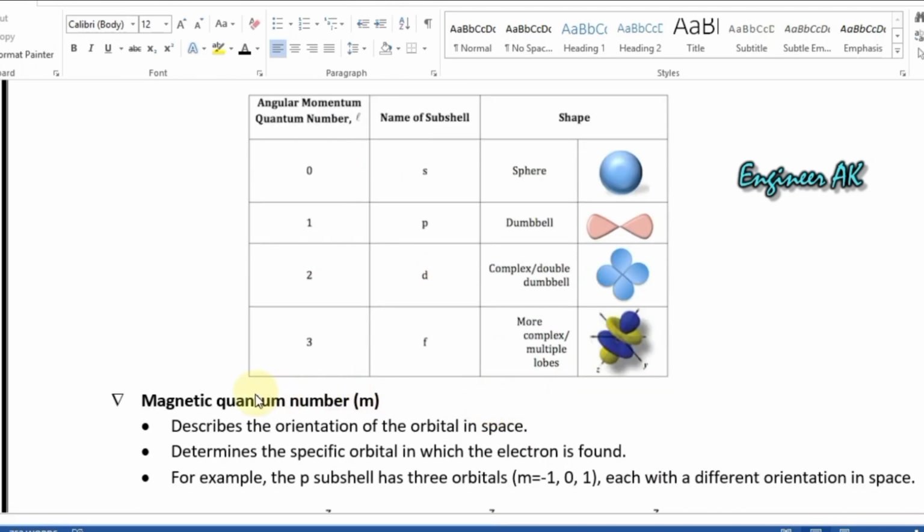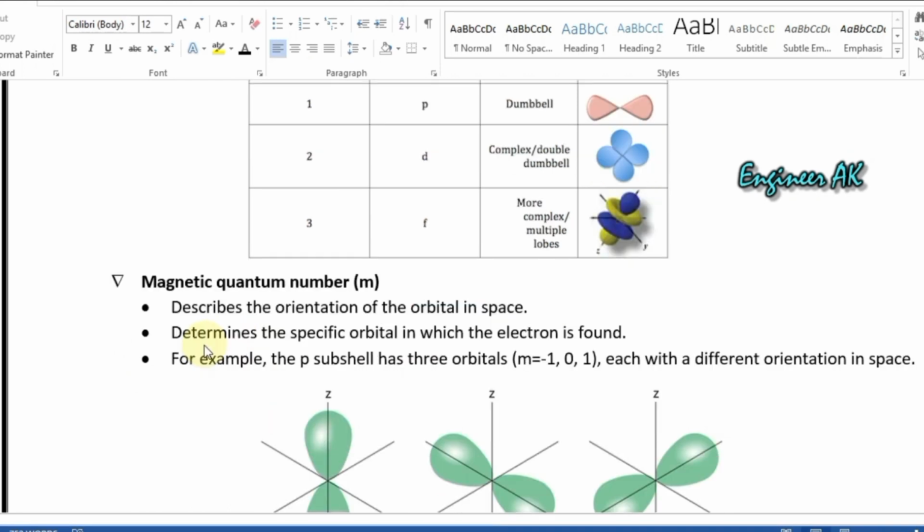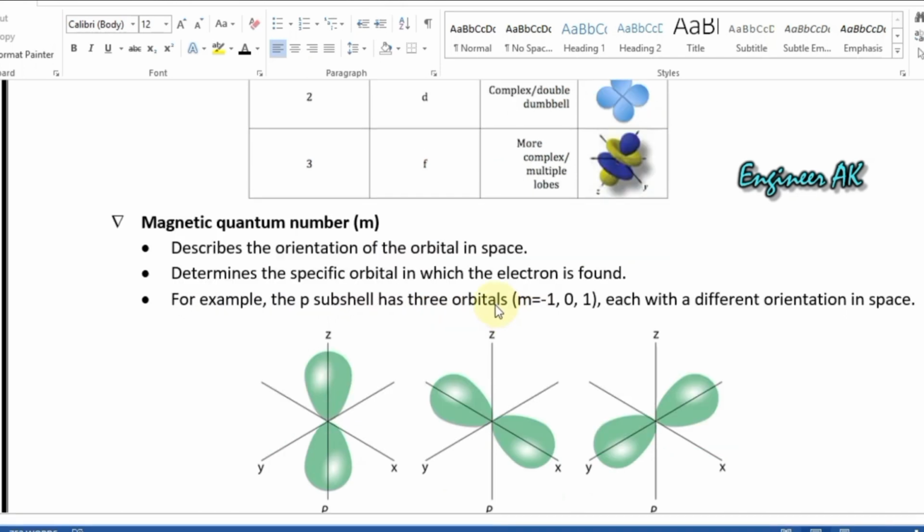Number three is the magnetic quantum number, that is represented by m. It describes the orientation of the orbital in space, right? It tells us how the orbital is arranged in space. It determines the specific orbital in which the electron is found.